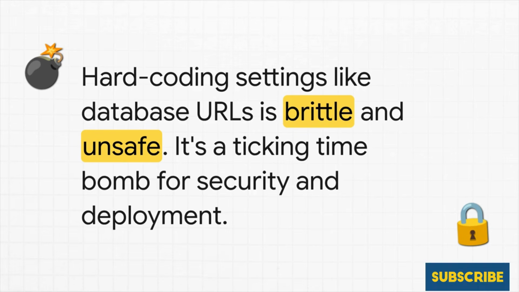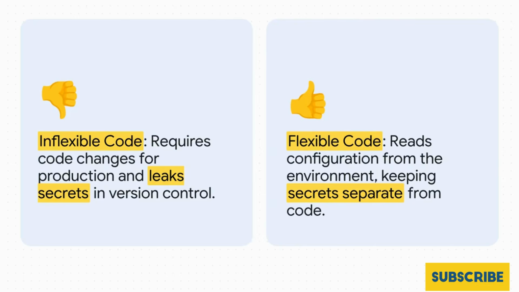What happens when you need to deploy to a staging server or to production? And even worse, you've probably just committed passwords and secret keys right into Git. That's a massive, massive security no-no. The fix, thankfully, is actually pretty simple. So check this out. On the left, you've got that rigid, inflexible code. It's hard-coded, it leaks secrets, and it's a pain to manage. But on the right, that's the smart way. The code doesn't know the database URL. It just knows to ask the environment for it.